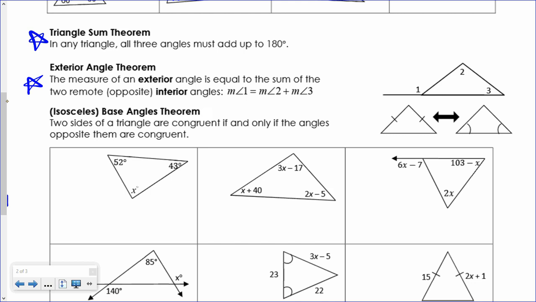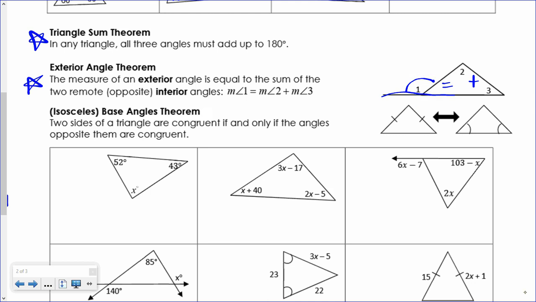You guys may not have heard about this one though. It's called the exterior angle theorem. The exterior angle theorem says that if you take the side of a triangle, like the side right here, I took the bottom side of the triangle and I extended it. I drew it a little bit longer so it went out past the triangle. This angle right here is called an exterior angle. So if you extend the side of a triangle, and then you have this angle right here, this is equal to the two inside angles added together.